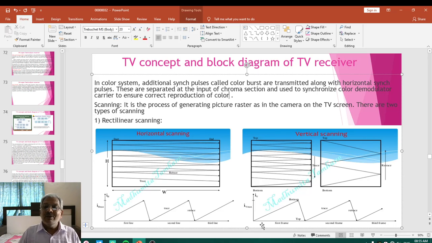Thus, within one vertical trace and retrace period, one vertical scan is completed. Means within one vertical scanning period, 625 horizontal lines are scanned. Out of those 625 lines, 40 lines are wasted during the vertical retrace period, and that's why 625 minus 40, that is 585 lines, are the only active lines.